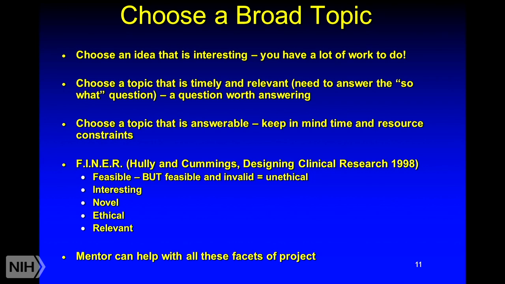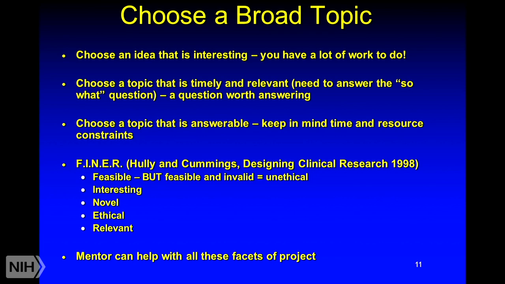And so Hulley and Cummings, in their book Designing Clinical Research, actually came up with this acronym called FINER. And that is something that's feasible, interesting, novel, ethical, and relevant. And I just want to put an aside in here about the feasible piece. Unfortunately, to fit into the acronym FINER, feasible comes first, when it actually should come last.